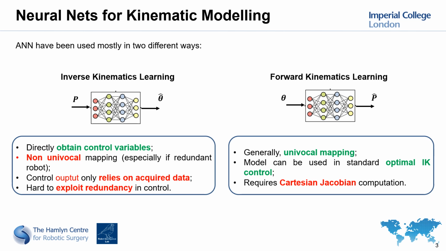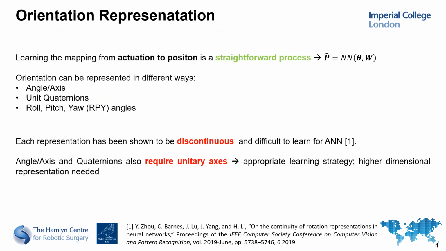While when learning the forward kinematics, instead, the mapping is generally univocal, and the learned model can then be used in standard and consolidated optimal control techniques. The main problem is that it requires the computation of the robot Jacobian, the Cartesian Jacobian, for control purposes. Another aspect is that when learning the position, for forward kinematics, this process is pretty straightforward.